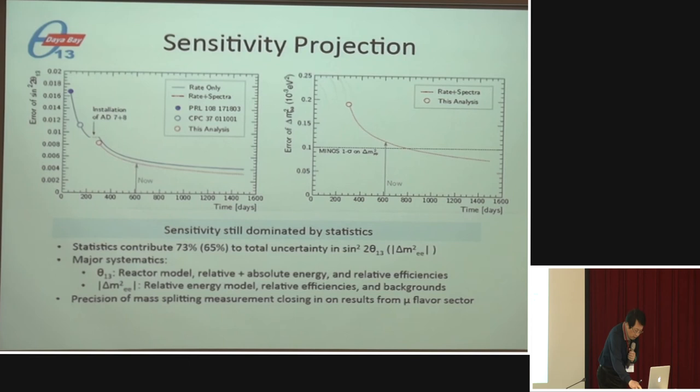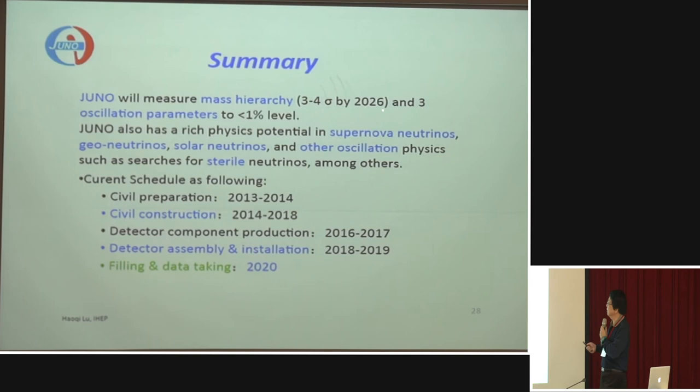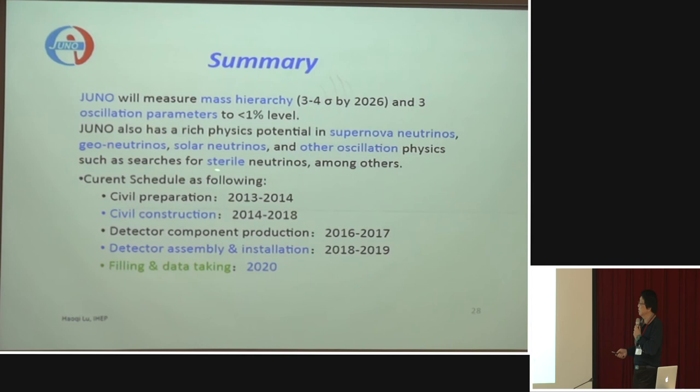All right, for JUNO, this is a new experiment, and probably by 2026 we would expect to have a measurement of the mass hierarchy at the 3 to 4 sigma level, and the oscillation parameters to better than 1% level. There are several oscillation parameters, including like θ12 and Δm²21 things. And also we can have sensitivity, for example, to supernova neutrinos, maybe geoneutrino or solar neutrino types. With such a large detector, we have to see. And maybe there are others, especially sterile neutrinos.